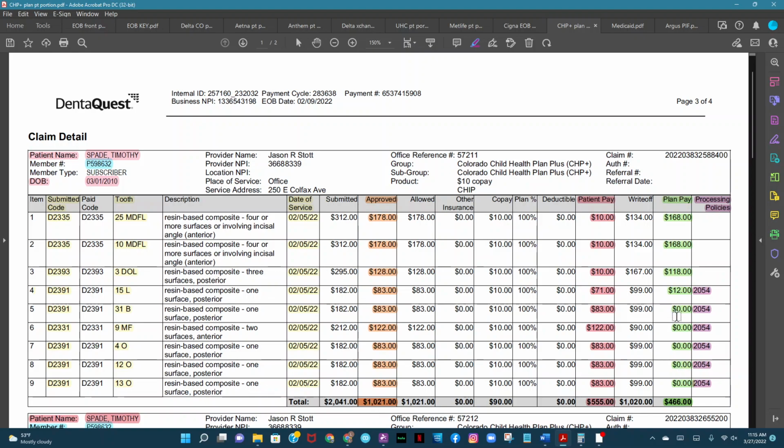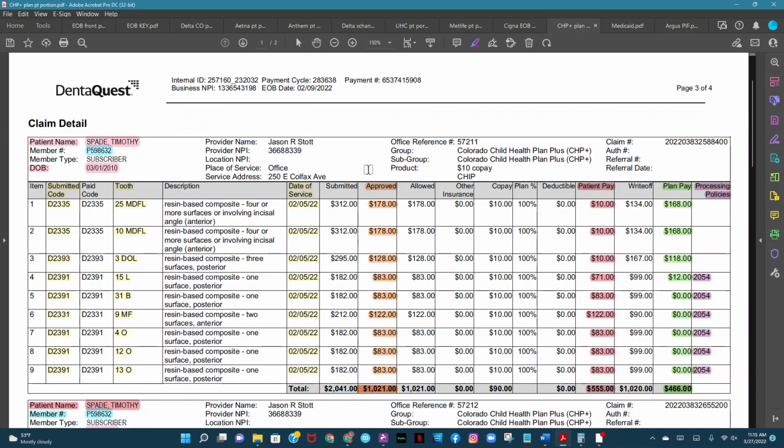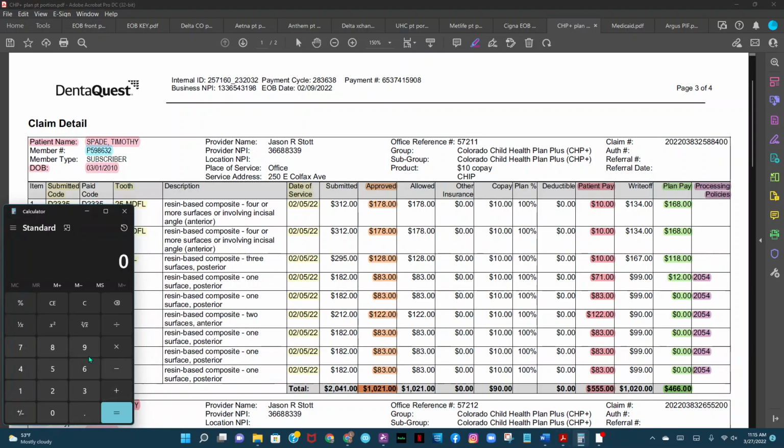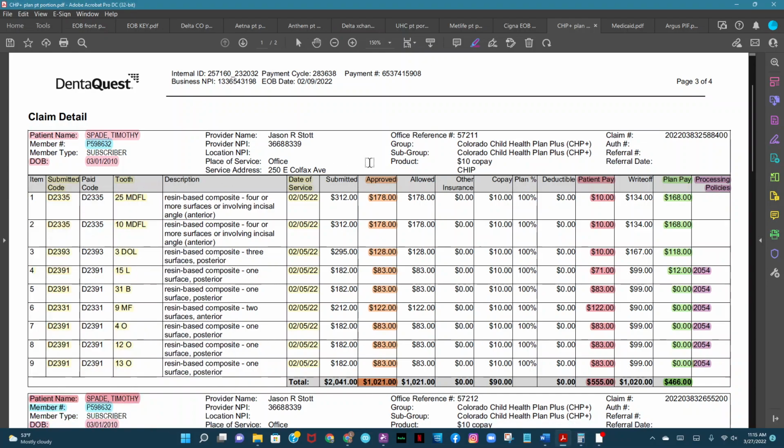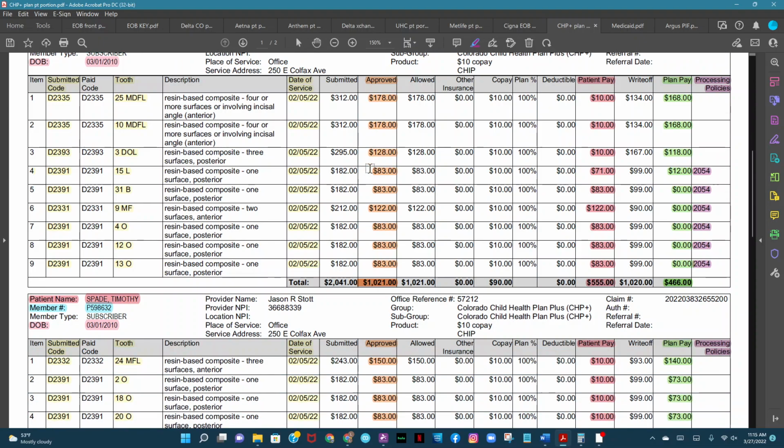Okay, so we have here they paid us $466, patient owes $555. We have our approved amount, which is the same thing as our contracted fees. Okay, as you can see, submitted, approved, allowed. All right, let's do our math here. So insurance paid $466, patient was $555, and we have $1,021 right on the dot there. Okay, let's go ahead and scroll down.